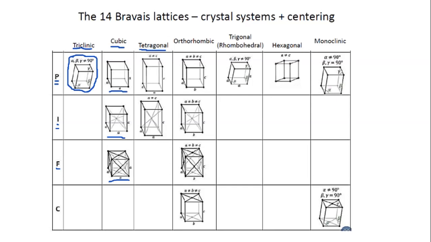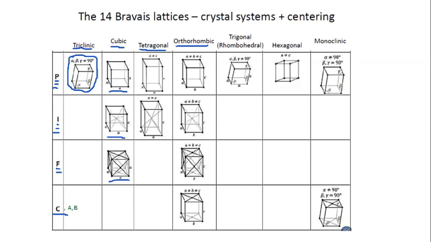Now orthorhombic is probably the one with the most types of centering. Orthorhombic can be primitive, it can be body centered, it can be face centered, and it can be side centered. Now, just because it's C centered, don't be alarmed if you see, in addition to C centered, you may see A centered or B centered for orthorhombic. So there are some orthorhombic space groups that have A centering and B centering in addition to C centering.